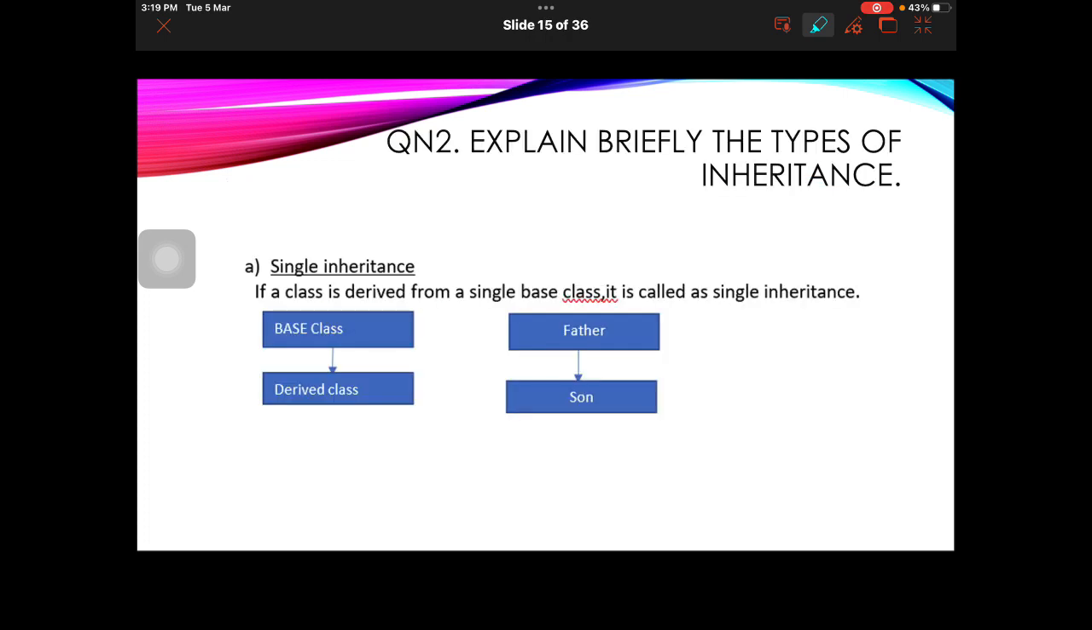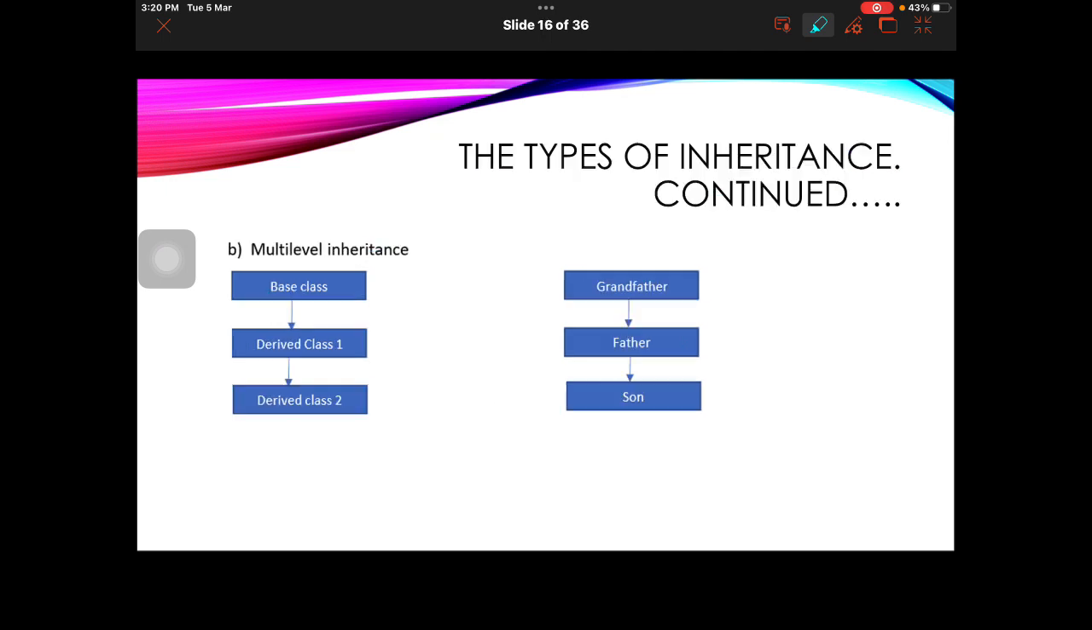Now, the next question is explain briefly the types of inheritance. We have 5 different types of inheritance. The first one is single inheritance. Understand the diagram given here so that it will be easy for you to frame a sentence by seeing this figure. You have one base class and one derived class in single inheritance. So a single class is derived from a base class, that is single inheritance. Example, father and son. Son will acquire some properties of father.